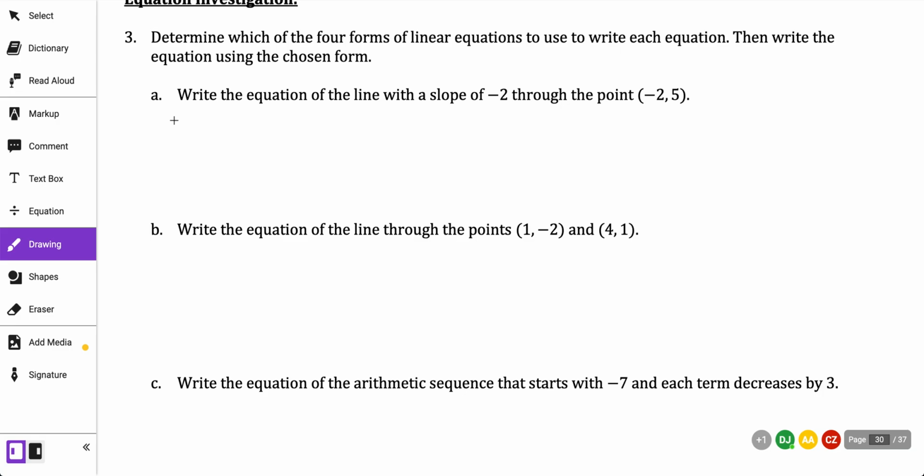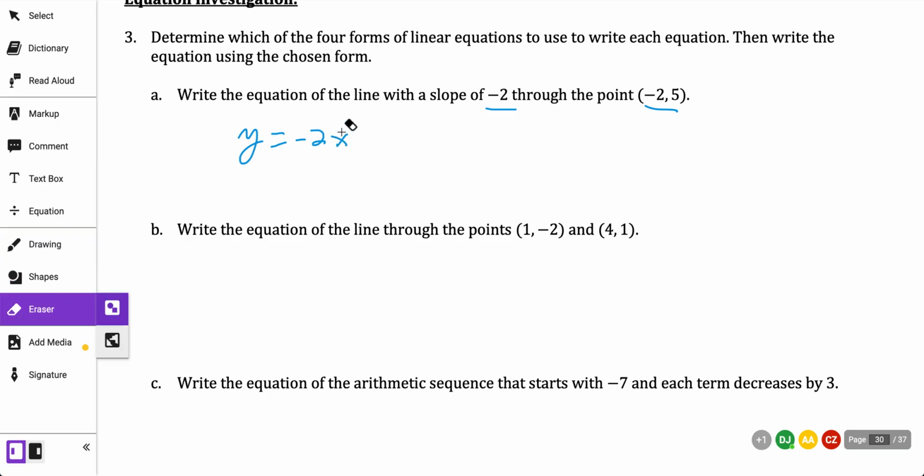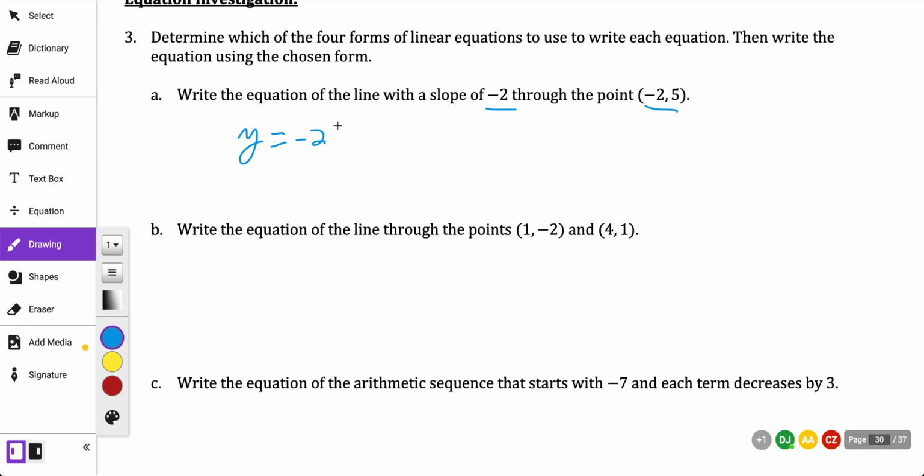So it says write an equation with a slope of -2 and a point of -2, 5. So right there, I would want to use point slope form because they give us a point and the slope. So right here, it would be y equals -2 parentheses x minus -2, so that turns to x plus 2, plus 5. So the ordered pair is -2, 5. When you plug it in here, when you take away a negative, it turns to a positive.